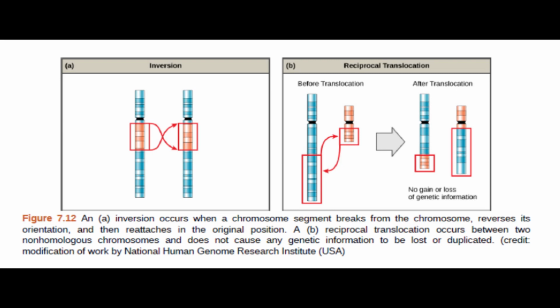Figure 7.12. An inversion occurs when a chromosome segment breaks from the chromosome, reversing its orientation, and then reattaches in the original position. A reciprocal translocation occurs between two non-homologous chromosomes and does not cause any genetic information to be lost or duplicated.